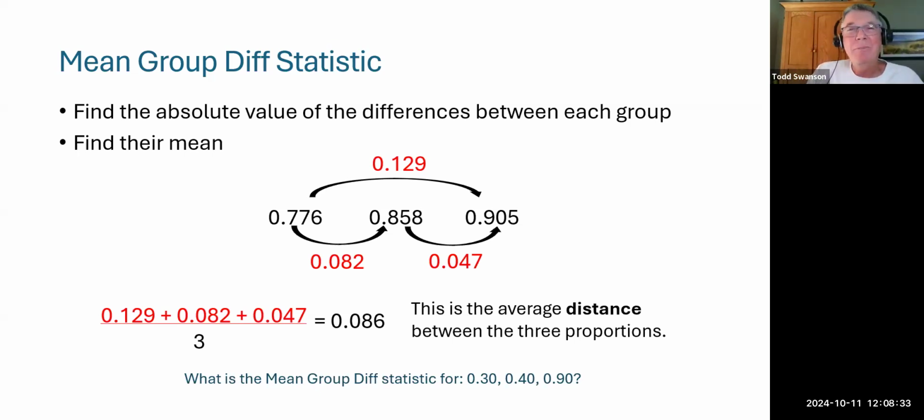So again, that mean group diff statistic is that average distance between three proportions. And so at the bottom of this slide, say I have proportions of 0.3, 0.4, and 0.9. What is that mean group diff statistic? I gave you nice numbers. This is exactly what I do with my students. So put it into chat what you think the mean group diff statistic is for those numbers.